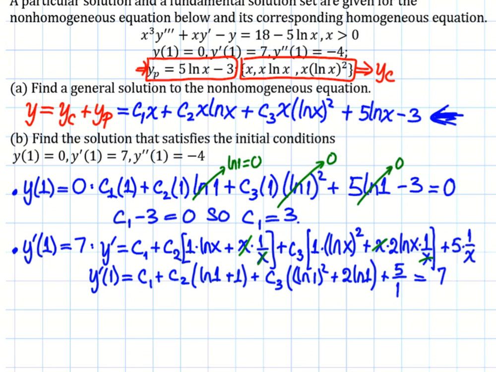And then we will have C1 still. By the way, we know C1 is 3. So let's just put 3 there also. ln of 1 is equal to 0. So that's 0. That's 0. That's 0. So clear out everything. We should only have C2. We only have 3 and then 5 equal to 7. So C2 must be negative 1.